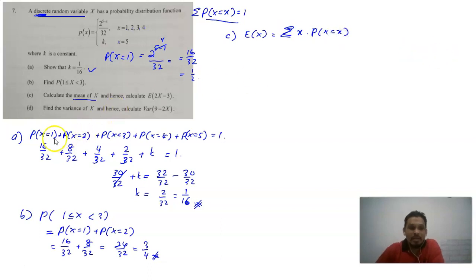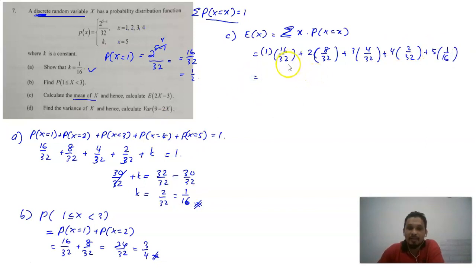Okay, so when x equals 1, the probability is 16 over 32. When x equals 2, the probability is 8 over 32, and so on. When x equals 5, the probability is 1 over 16. So for the summation of all this, we multiply 1 with 16 over 32, plus 2 times 8 over 32, plus 3 multiplied with 4 over 32, plus 4 with 2 over 32, plus 5 with 1 over 16.